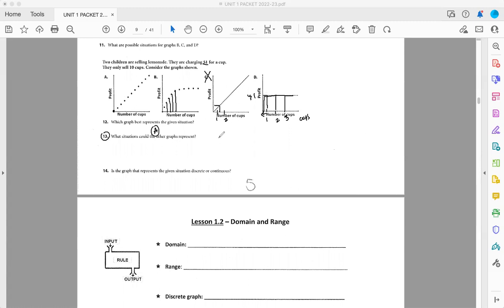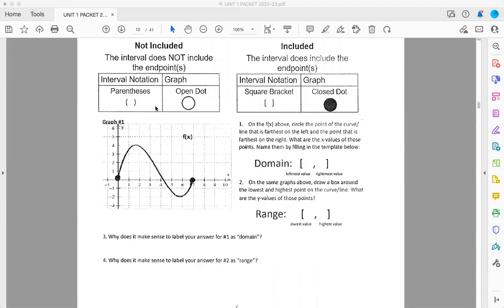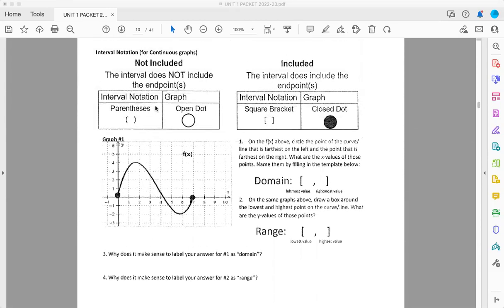For number 14, is the graph that represents the given situation discrete? We already agreed that it's A, so it's discrete for that reason, and because of the points. Domain and range, we talked about this. I'm going to skip this. This was done in class. I just want you to remember that a closed dot is a bracket.